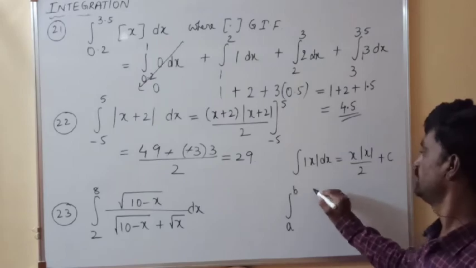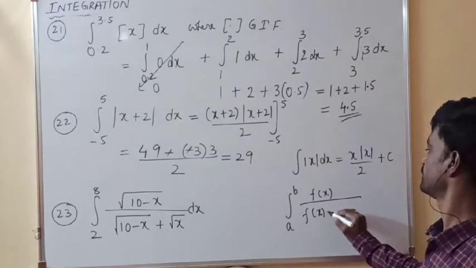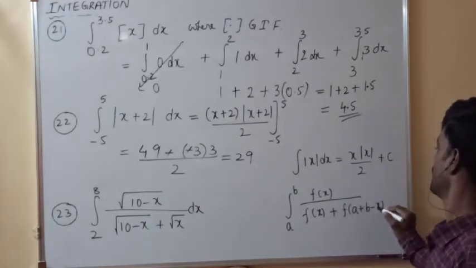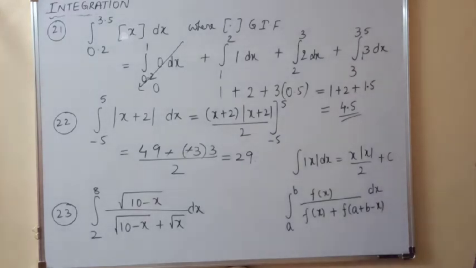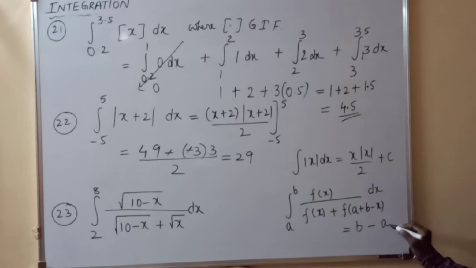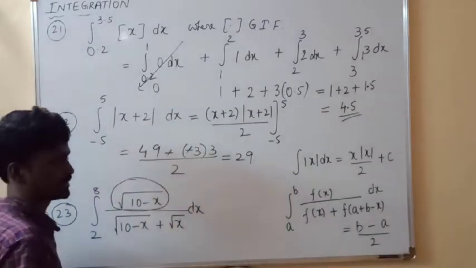Integral a to b f(x) by f(x) plus f(a plus b minus x) into dx. If the given integrand is in the form of f(x) by f(x) plus f(a plus b minus x), then the answer is what? Upper limit, b, minus lower limit, a, by 2. That was the shortcut.